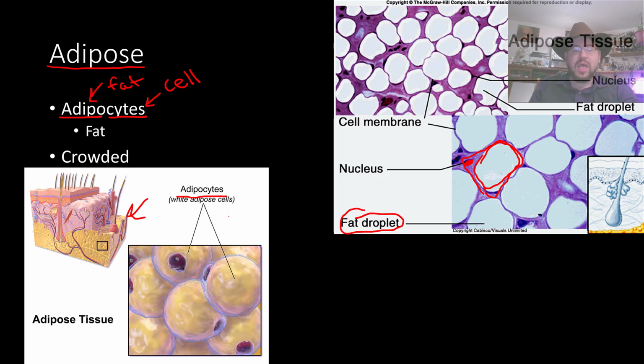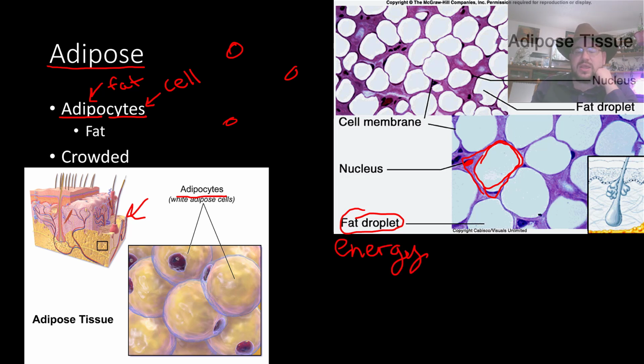So it stores fat. It's very crowded together, unlike a lot of other types of connective tissue where the cells are relatively spread out and there's a lot of matrix between them. Adipocytes are relatively densely packed together with the matrix separating them, but not near as much as with your dense connective tissue. Anyway, so crowded together fat cells storing their fat, providing a lot of important functions, right? So fat stores energy.